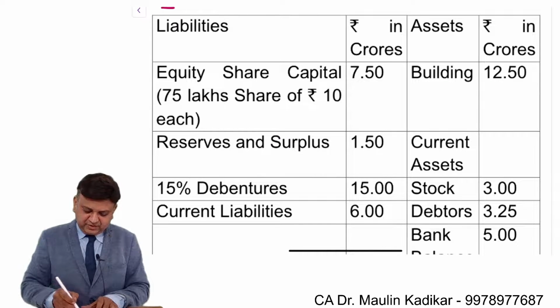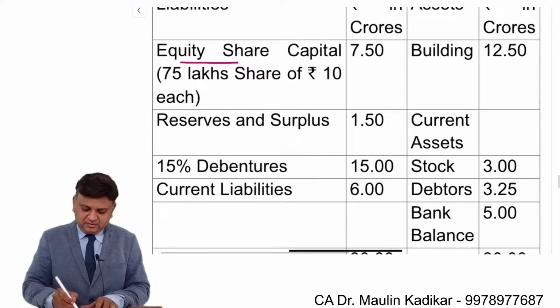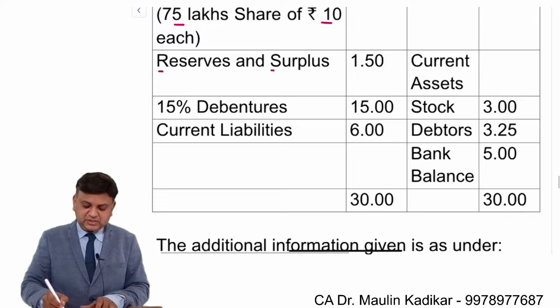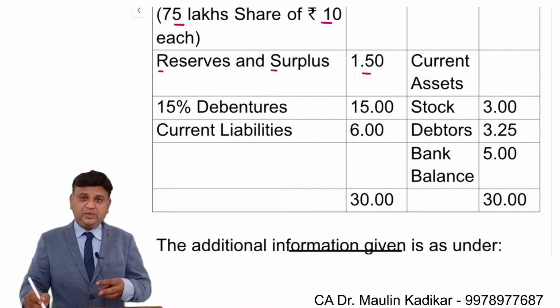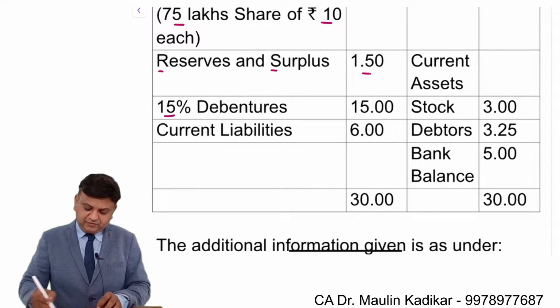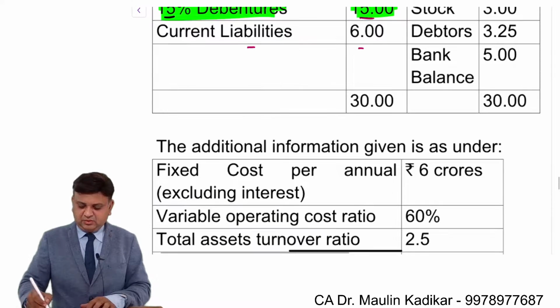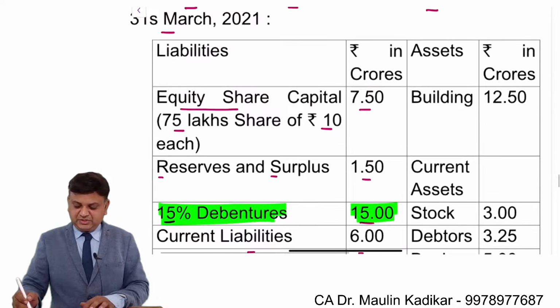So we have been provided with the information: equity share capital 75 lakhs of rupees 10, that is 7.5 crore. Profit or loss account balance, that is reserves and surplus, 1.5 crore. 15% debentures of 15 crore. So with this we'll get the interest amount. Current liability is 6 crore. This is the liability side of the balance sheet.